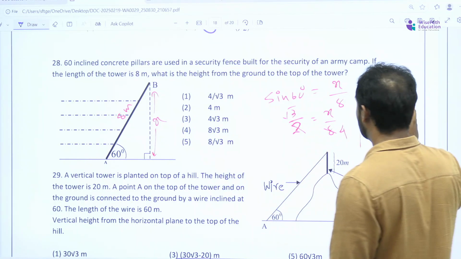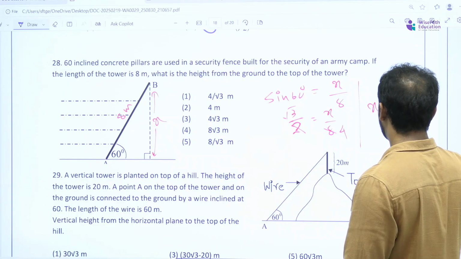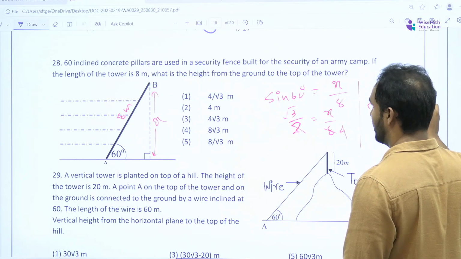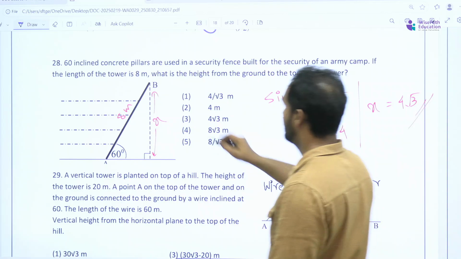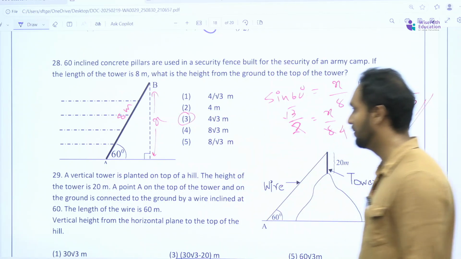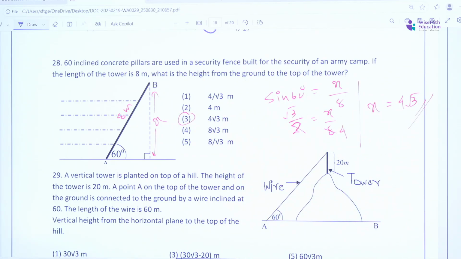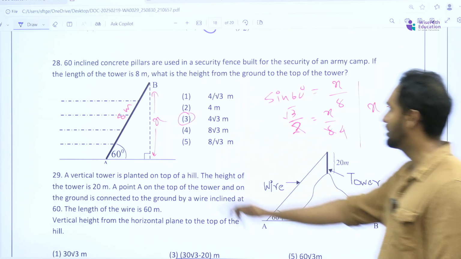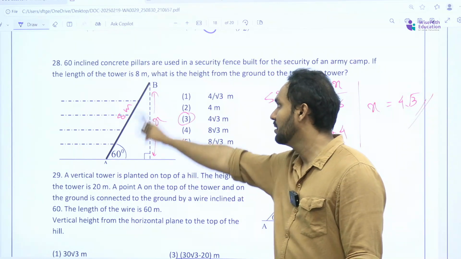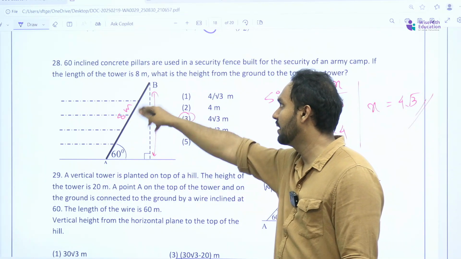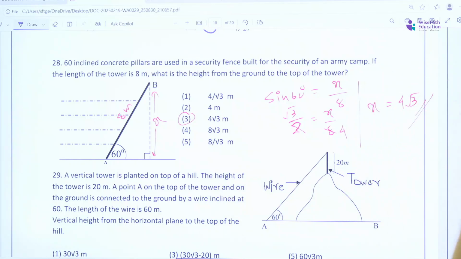and x is equal to 4 root 3. The answer is 3, 4 root 3. They are asking for the x, this tower. These are two of the towers. One is inclined at a 60 degree angle, the other one is sitting straight.